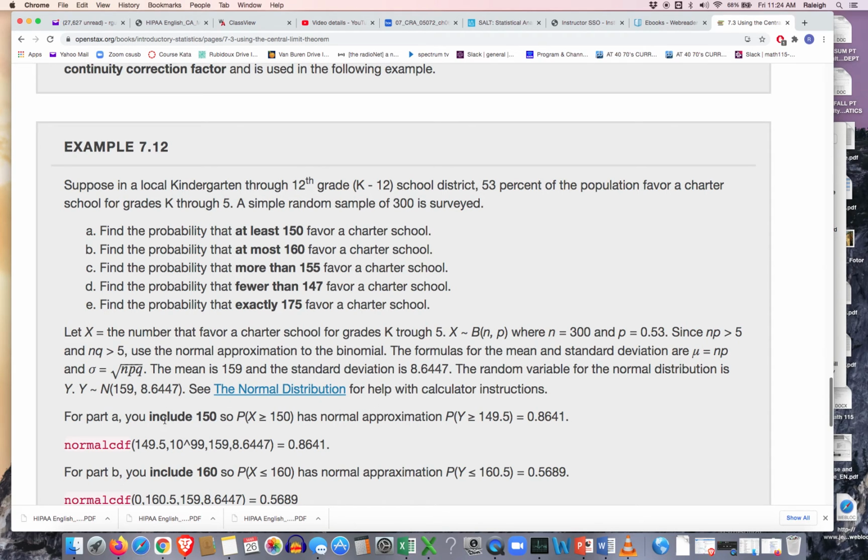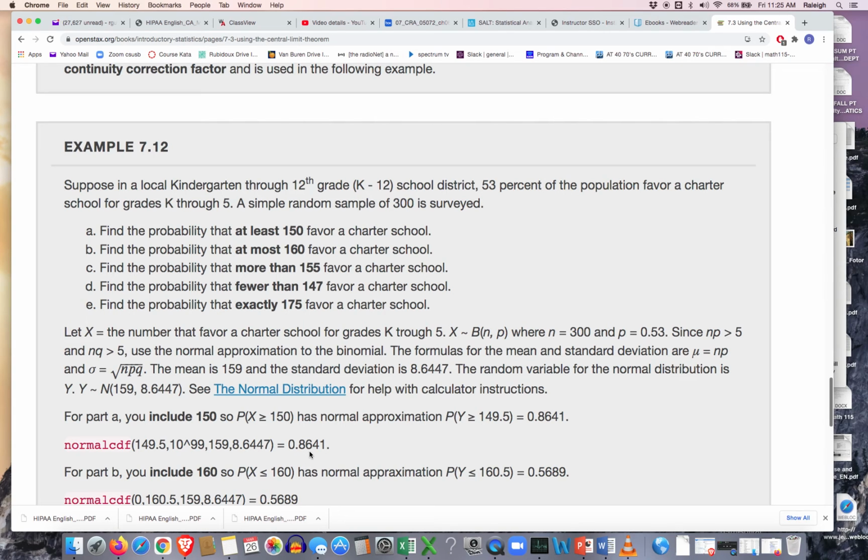And so here we would include the 150 because it says 150 or more. And that means for the approximation, you actually have to bend back half a unit. Pretend it's a block, a histogram block that goes back half a unit, just like a Riemann sum in calculus. Same idea. So then you could use your calculator by saying, here's your minimum with the adjustment, continuity correction, and this time they're using 10 exponential notation 99 or 1E99, whatever it is that you have for infinity. Here's your 159, and then a little extra accuracy for the standard deviation. And it does give us 0.8641.